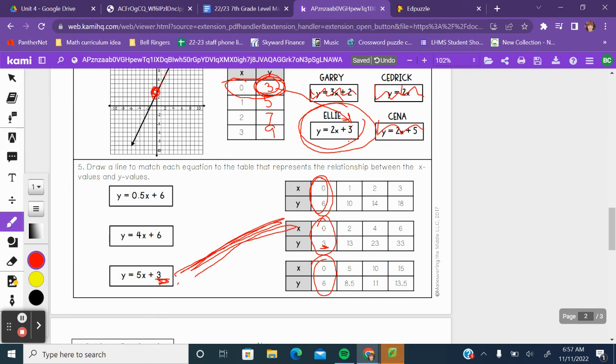Now, how are we going to know which one it is? Well, you can plug and play. Let's see. If we make x 1, so that's 0.5 times 1, and then plus 6. Will we get 10? No. We'll get 8.5. So that means this one goes here and this one goes here.